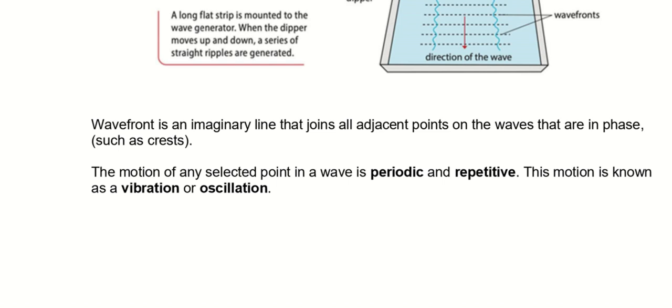What is wavefront? You need to memorize this. This is the definition of wavefront: basically it is an imaginary line that joins all adjacent points on the wave that are in phase. I haven't gone through what is in phase yet, but later on I'll go through more details on wavefront. You just take note that the definition is this. I haven't gone through what is crest, basically the terms that we use in waves. Later on I'll go through.